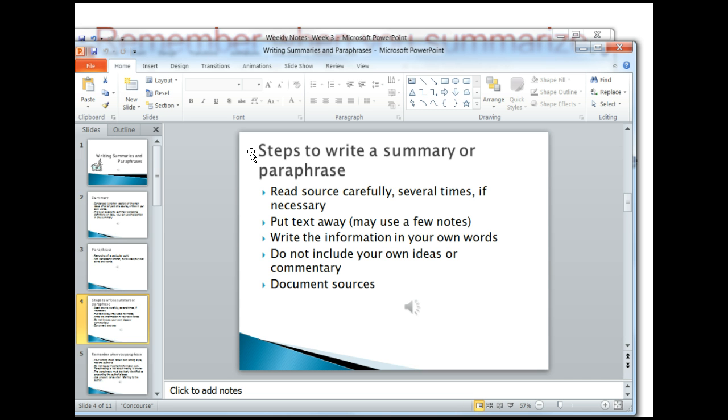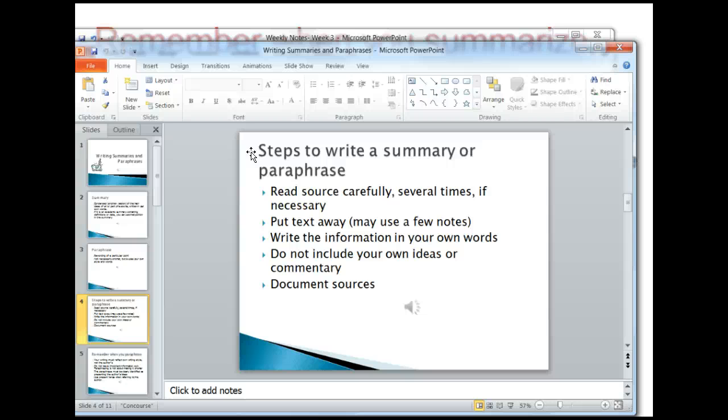Now, this is important. You're going to read your source carefully several times if necessary. Now, one key point that I think is really good, put your book away, put the text away, because you get really tempted to look at it and copy word by word if you have the page open. So I would say turn the page over and then try to write it using your own words. And the one thing about summaries and paraphrases, you do not include your own ideas or commentary or your opinion. A summary is just what the text says.